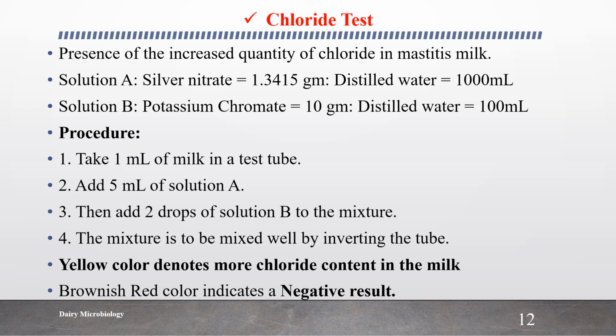A yellow color indicates the presence of more chloride contained in the milk, while the development of brownish or red color indicates less chloride contained. So, the presence of brownish red color indicates negative result.